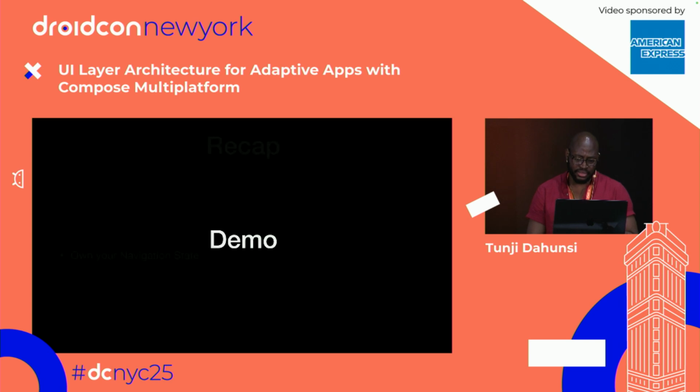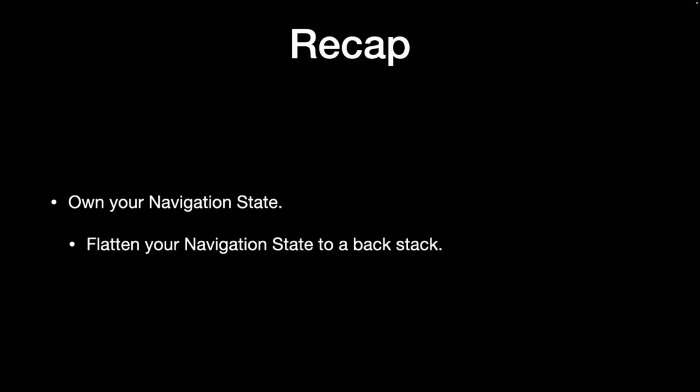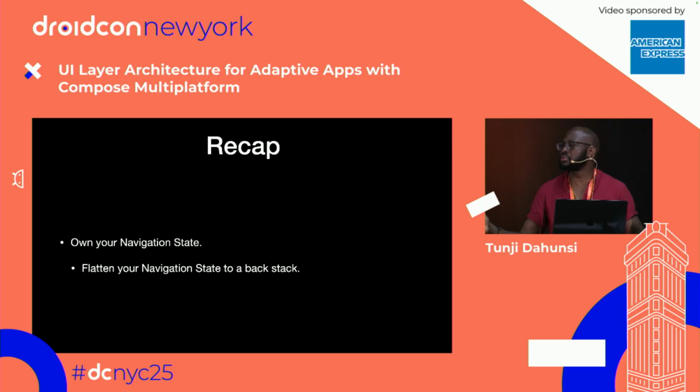All right. So, as a recap, with Navigation 3, you own your own navigation state. When you own your navigation state, the responsibility is yours to flatten your navigation state to the backstack. How you want to do it is entirely up to you. I've shown you an example where I was using a tree. You can use a map. It's up to you. This way, if your product manager asks you to do anything new, you can do it because you own your own state.